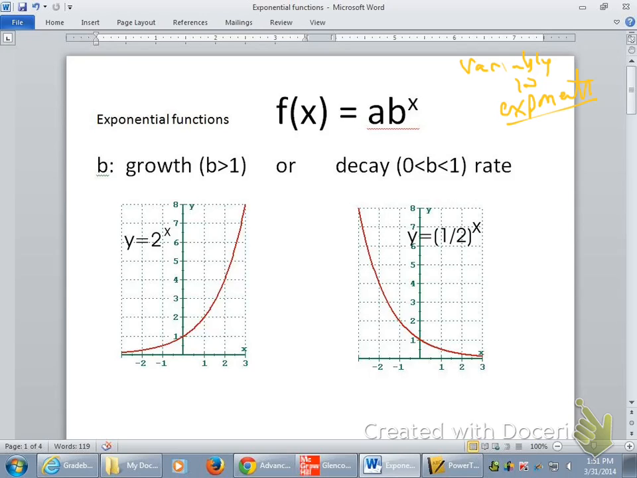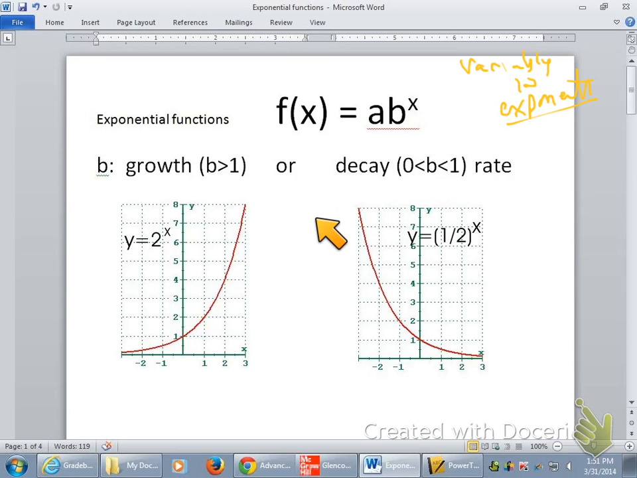Okay? We have two situations that can happen with our exponential. We can have growth or we can have decay. And by looking at the graphs, it's very easy to tell which one is growth. Growth is obviously growing up. Decay is obviously coming down and decreasing. Okay? So those are our two situations.